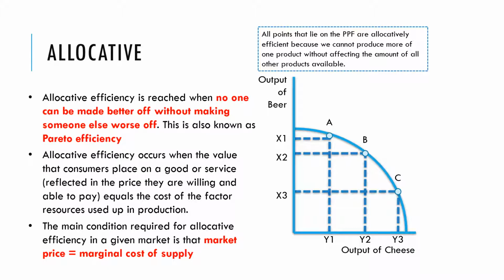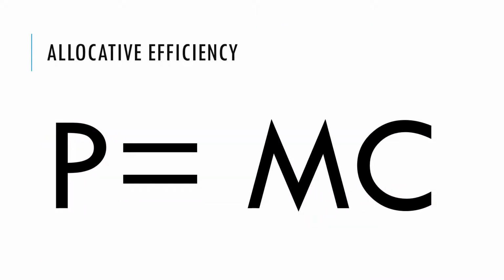So effectively what we're saying is that allocative efficiency exists when the market price equals the marginal cost of supply. Our basic rule for allocative efficiency is that this occurs in a market where the current market price is the same as the marginal cost of production. So the price, what people value this item at, is the same as the cost in terms of resources. In that situation, we would say the market is allocatively efficient.